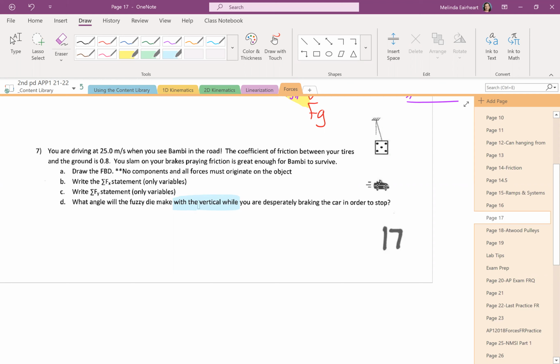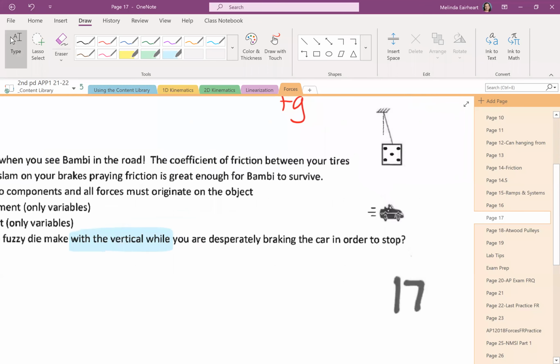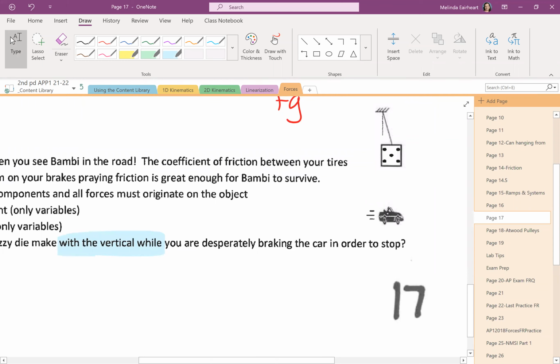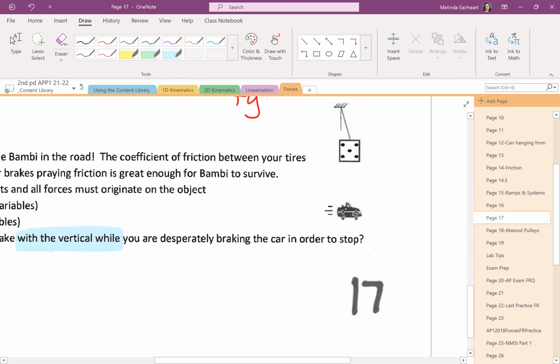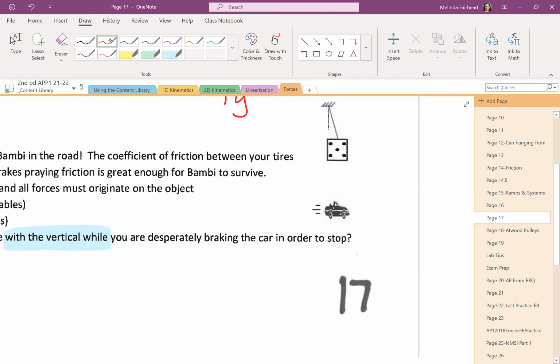Microphone goes forward, right? Objects in motion want to stay in motion until the tension pulls them back and says, no, we're stopping now, right? And so if you look at the little cartoon, the car is moving forward, but during the braking period, the fuzzy dice wants to keep going forward. And so what forces would be acting on our fuzzy dice?